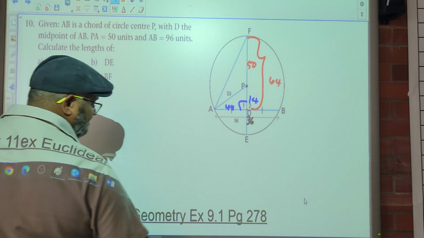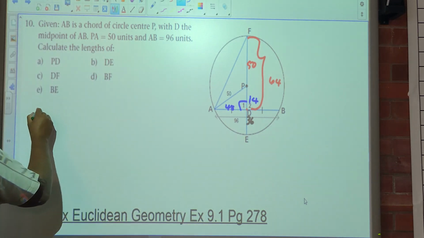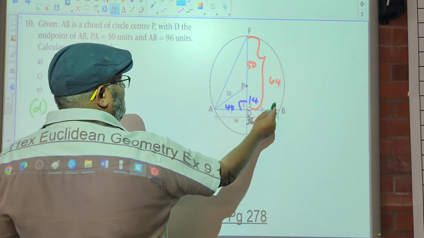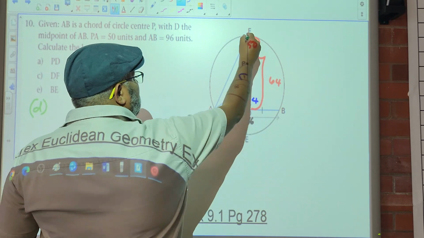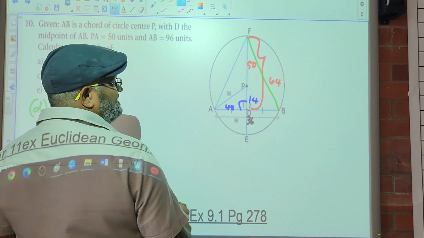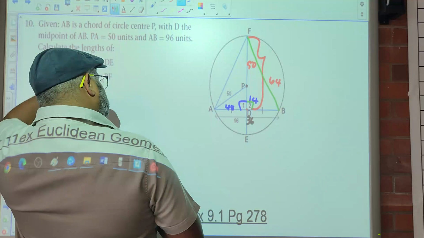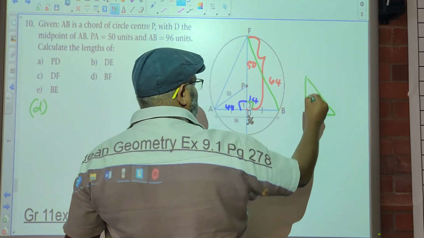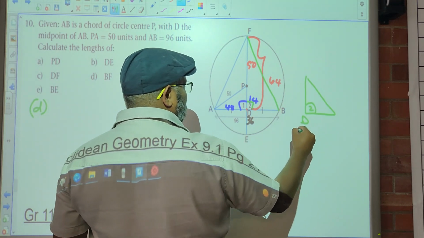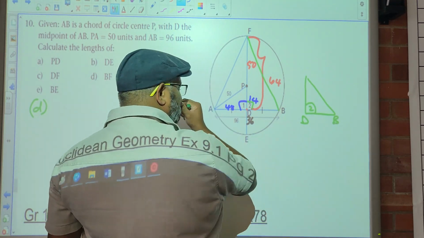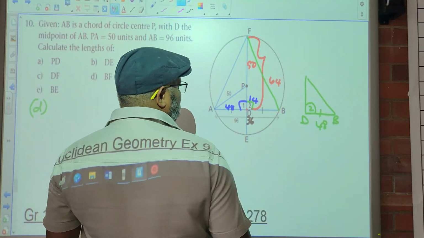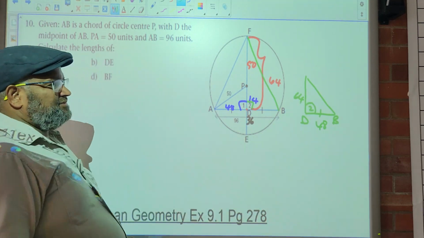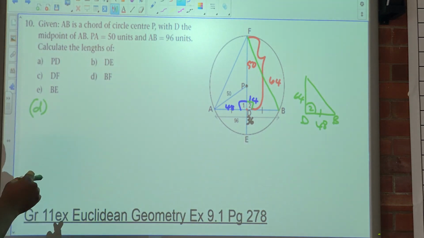D. They wanted to calculate BF. Now BF, if I join those lines then it forms another right angle triangle, not so? So in this right angle triangle, we got D2 to be 90. We got DB to be 48. And this length here we got to be 64. So I can apply Pythagoras there, not so?